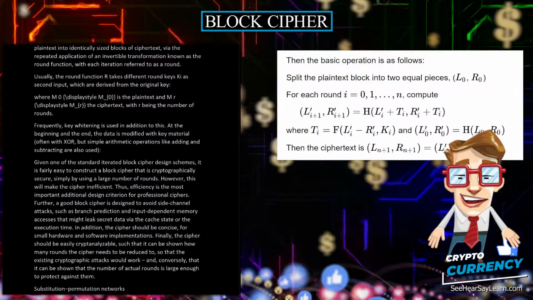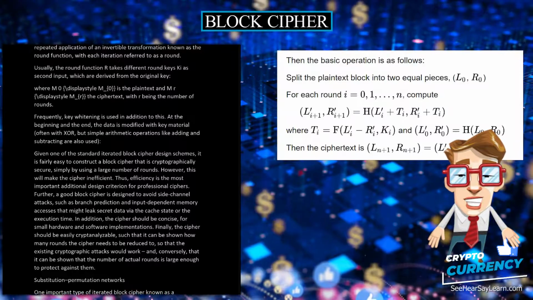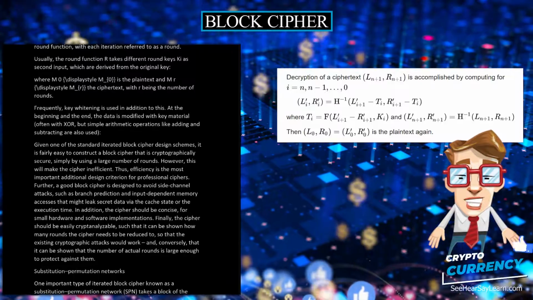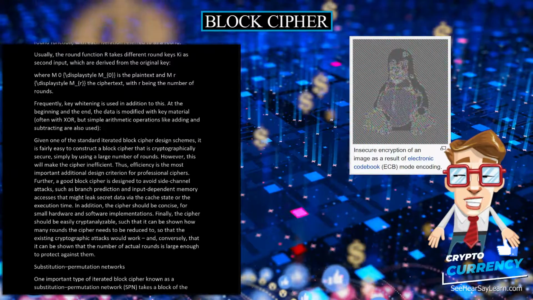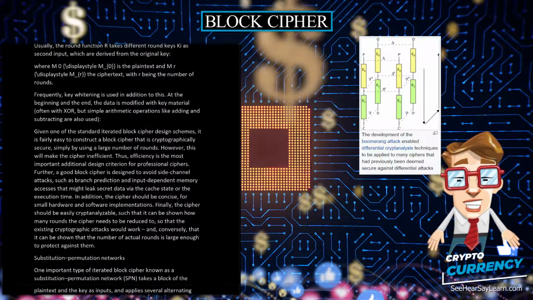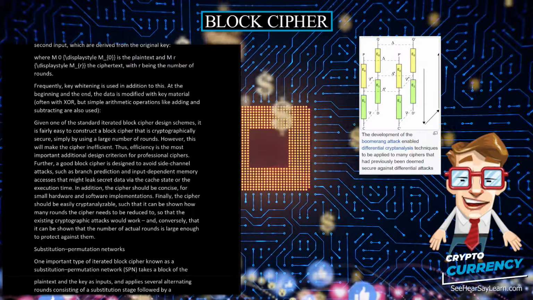Given one of the standard iterated block cipher design schemes, it is fairly easy to construct a block cipher that is cryptographically secure, simply by using a large number of rounds. However, this will make the cipher inefficient. Thus, efficiency is the most important additional design criterion for professional ciphers.